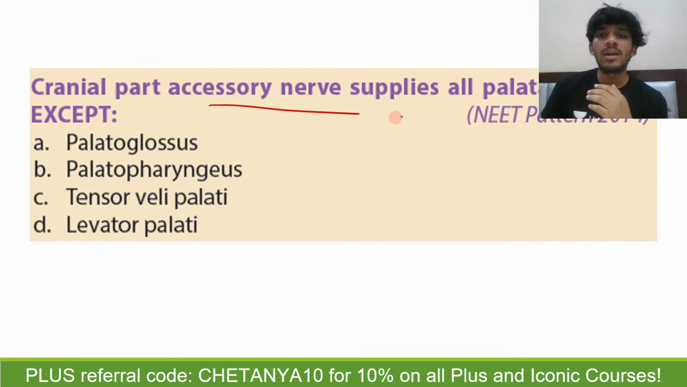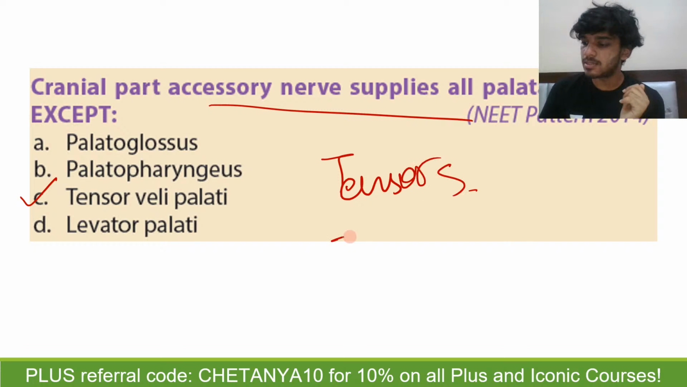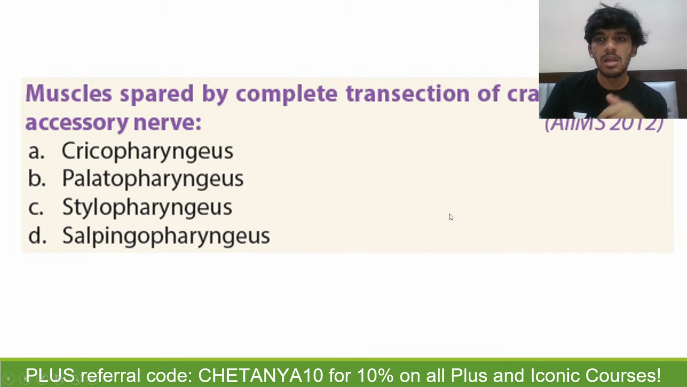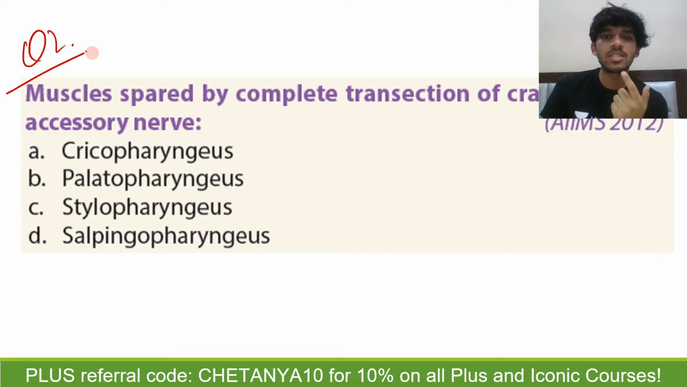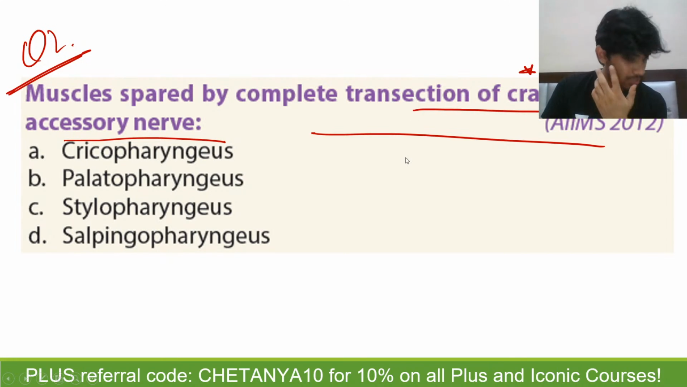Yeah. So the cranial part of accessory supplies the tensors. ये हट जाएगा, ठीक है. याद रखना, tensors are supplied by the mandibular division. Now question number two: muscles which are spared by the complete transection of the cranial part of accessory.